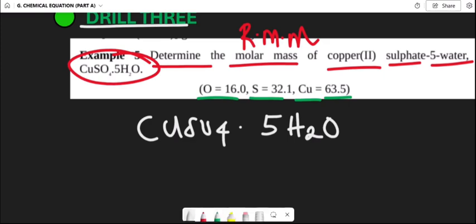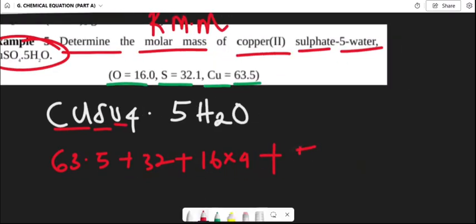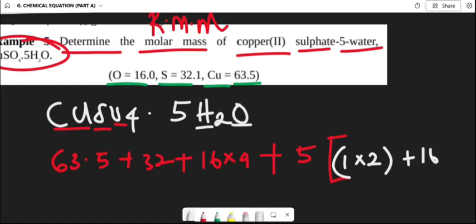So in this case, I only have one atom of copper, that's 63.5, plus sulfur is 32, plus oxygen is 16 multiplied by 4. Now the dot here does not mean multiplication, rather the dot here means a bigger plus. So here we have 5, put in bracket, hydrogen is 1, so 1 times 2, plus oxygen is 16, closing the bracket.